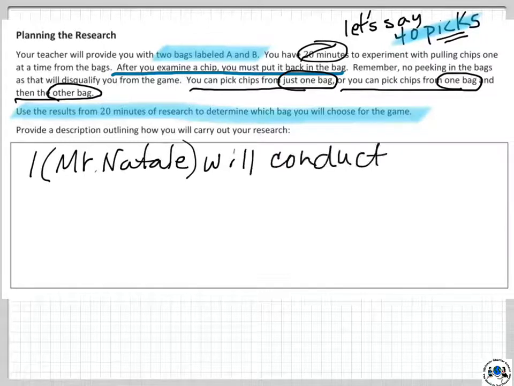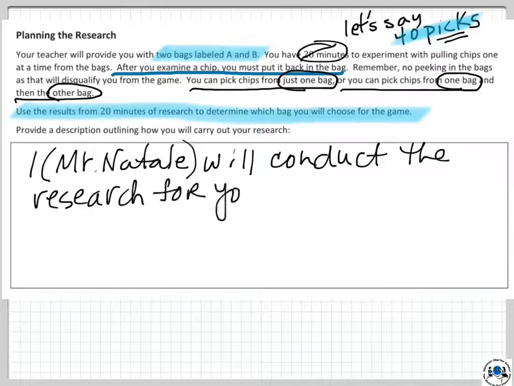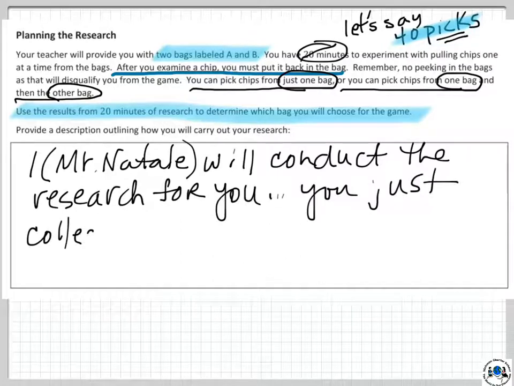And if we're going to provide a description outlining how you will carry out your research, well, right now I, Mr. Natali, will conduct the research for you. You just collect the data. You might want to write down how you might plan to carry out this research, and then discuss it with your mom or dad or buddy or even me, just to get ideas of what you would do.